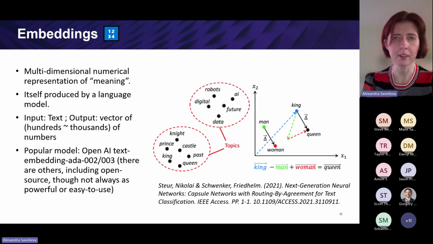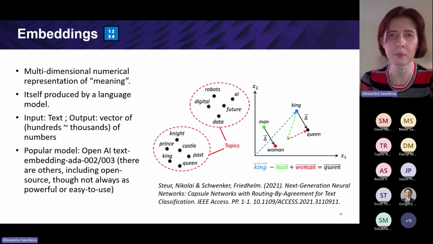And also the math of vectors works there. So if you add a vector representing a woman to a vector representing a king, you will end up having a queen, right? So this is how it works at a high level. And so semantic search plus search by keywords together give this very powerful retrieval capability.